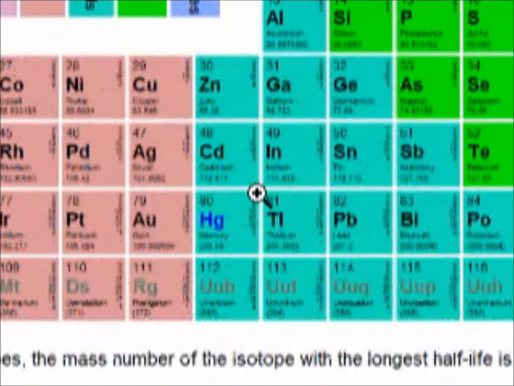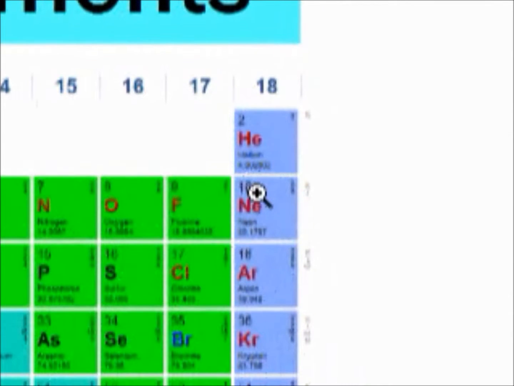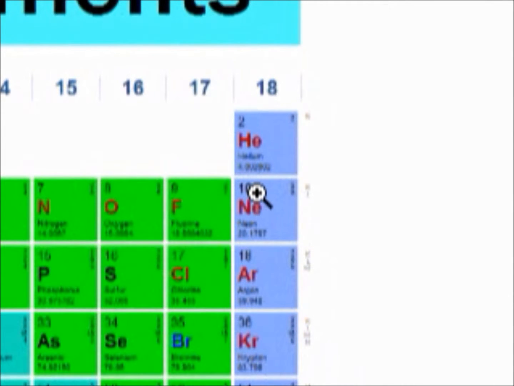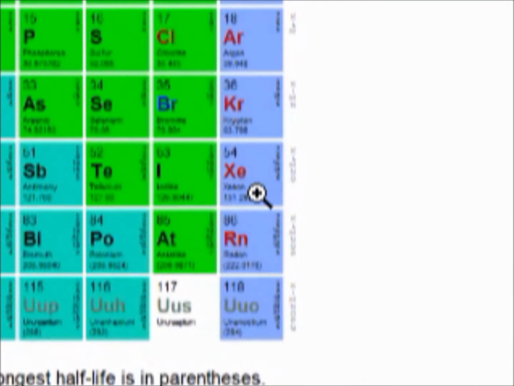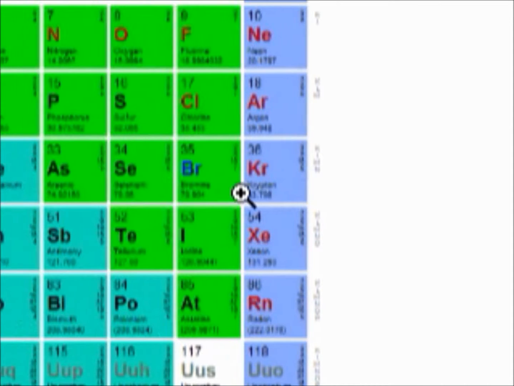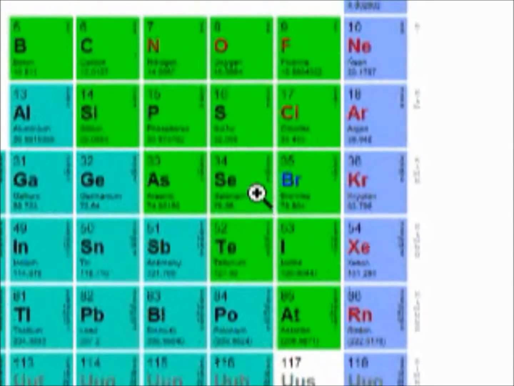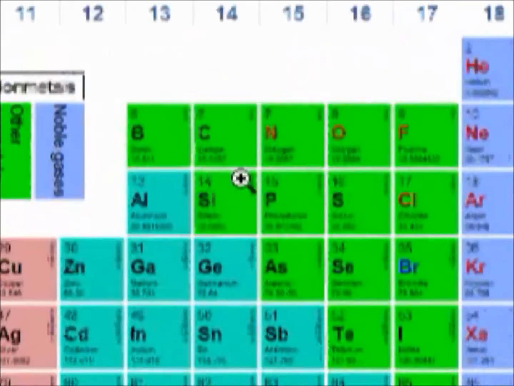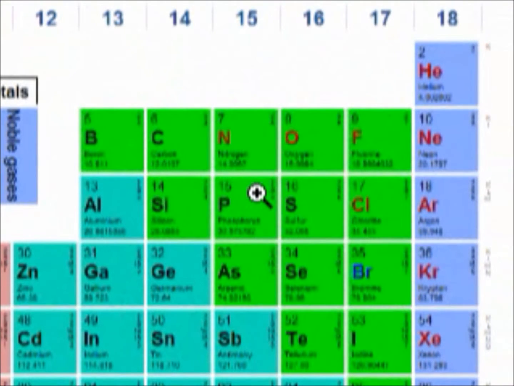And so group 18 down here, those are the noble gases. Yeah, so those are the noble gases. All of these in green are non-metals. Some could be other metals, but they're mostly non-metals.